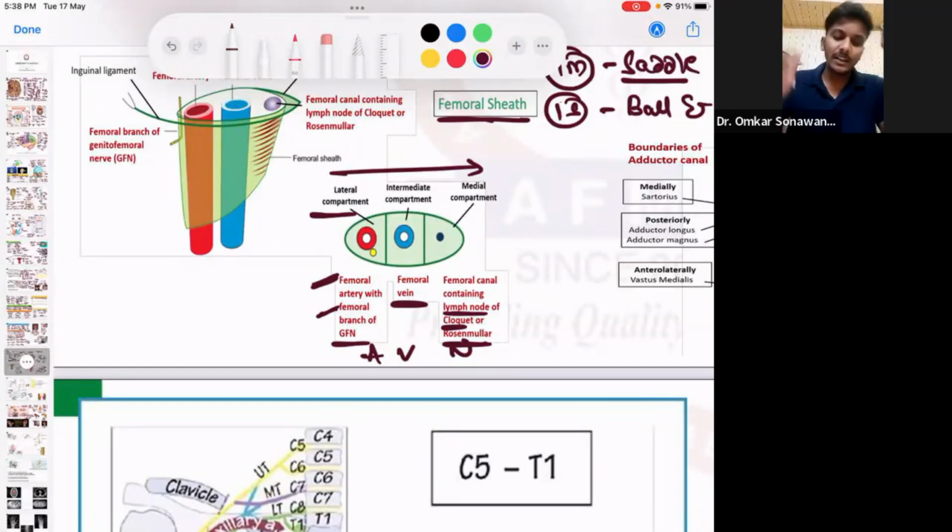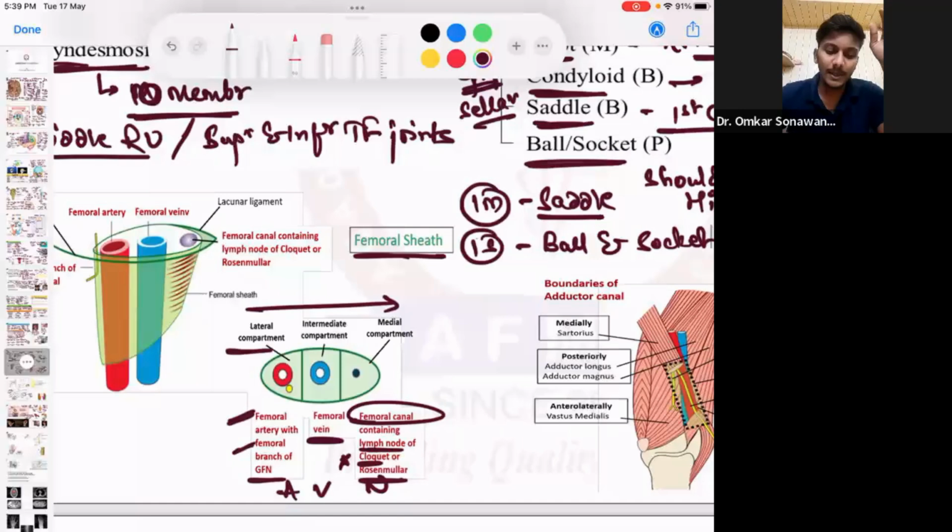In the lateral compartment there would be the femoral artery along with the femoral branch of the genitofemoral nerve. In the intermediate compartment there would be the femoral vein, and in the medial compartment there would be the femoral canal. The medial compartment of the femoral sheath is called the femoral canal, and this femoral canal contains lymph nodes of Cloquet or lymph nodes of Rosenmuller. Important, this question has come before, okay? So lymph nodes of Cloquet or Rosenmuller are present in the femoral canal. No issues with this.